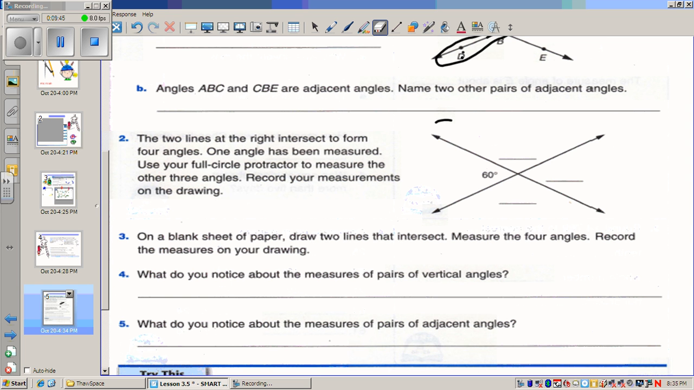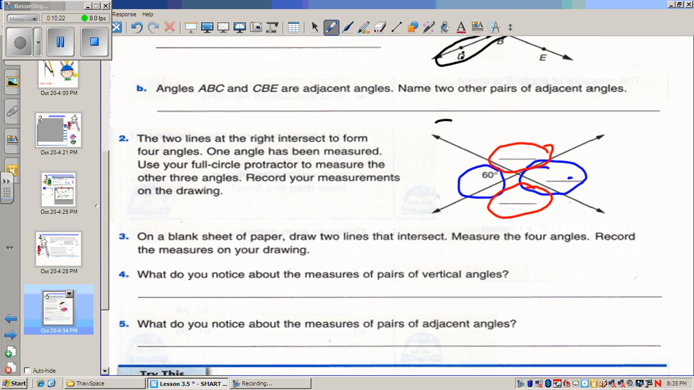Now it says on a blank sheet of paper, draw 2 lines that intersect. Measure the 4 angles. Record the measures on your drawing. We'll work on something like that in class, so you do not have to draw that. But I do want you to think about, what do I notice here? If I have an angle here that is 60 degrees, and it is vertical to this angle, what do I think my measurement over here will be? And if I measure this angle that is adjacent here, what do I think these two angles will measure?